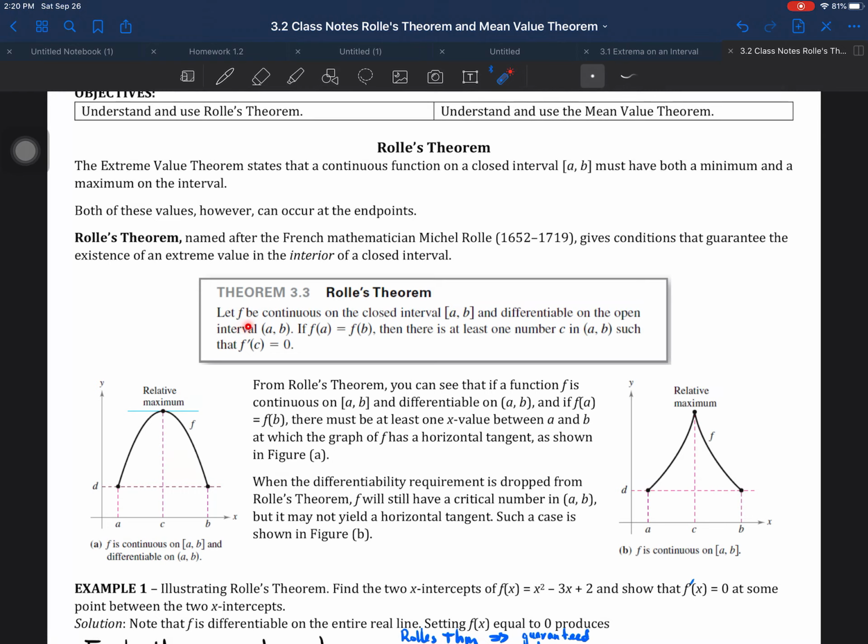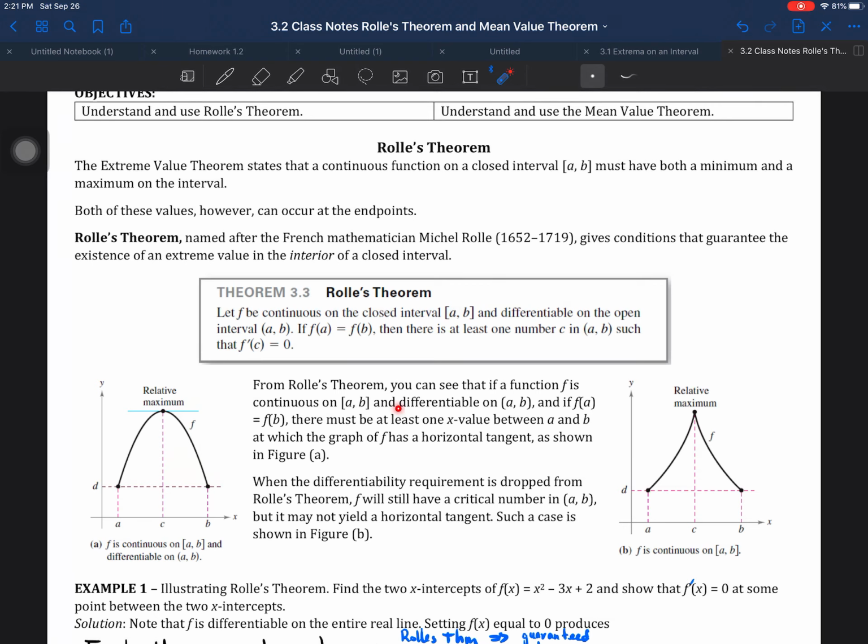Let f be continuous, and we already talked about why it needs to be continuous, on a closed interval [a, b], so we can guarantee to have the endpoints, and differentiable within the open interval (a, b). Then if f(a) and f(b) are the same, there exists at least one number c between a and b such that the derivative equals 0 at c.